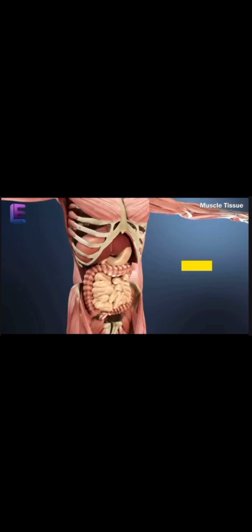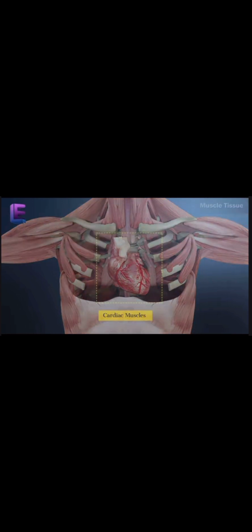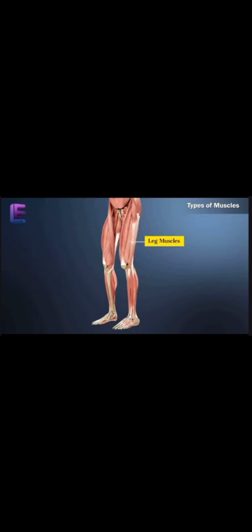Muscles are of 3 types. These are the skeletal muscles, the smooth muscles, and the cardiac muscles. Types of muscles: skeletal or striated or voluntary muscles. These are voluntary muscles present in the hands and legs. They are attached to the bone and help in movement.